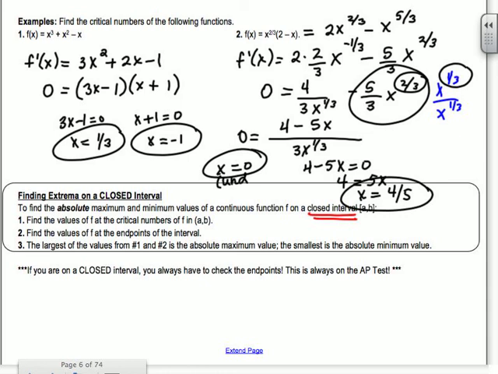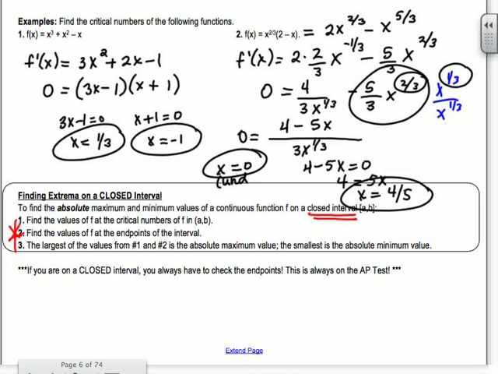Okay, this is very, very important on the AP test. So this is definitely a flashcard one. I put this on a flashcard. Because they always try to trick you. They always make things closed intervals. And then they ask you to find the absolute max, absolute min. They usually do it in like story problems, like find the maximum profit on this interval.